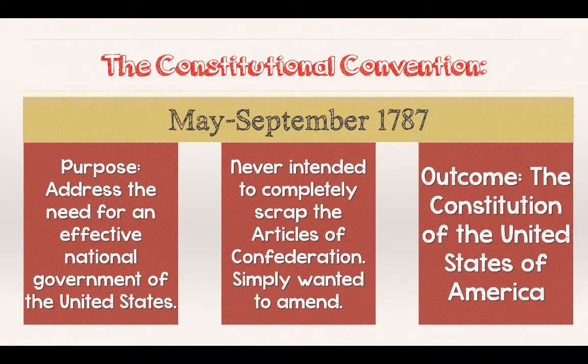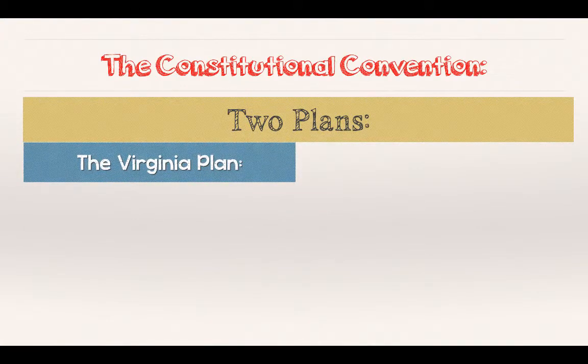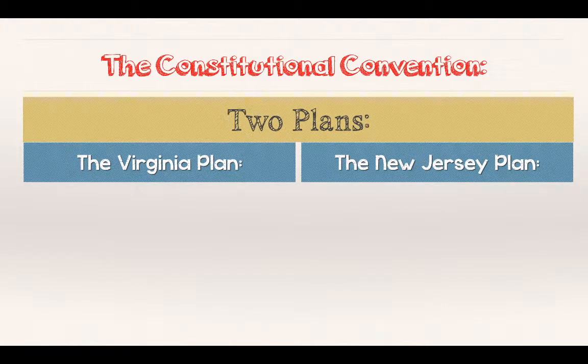But while we were working our way there, we saw some debates and arguments along the way. Right? One of the things is that we had two big plans. We debated a lot of things, including how to count slaves for proportional representation, and so forth. But what it came down to was two big plans. We had the Virginia plan, sponsored by people of Virginia, and we had the New Jersey plan, sponsored by people of New Jersey.